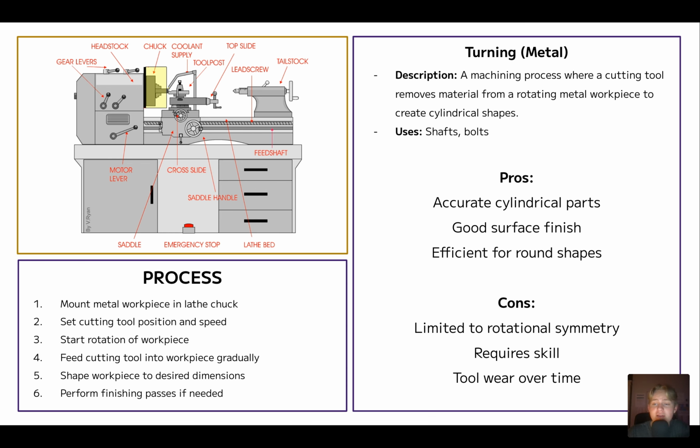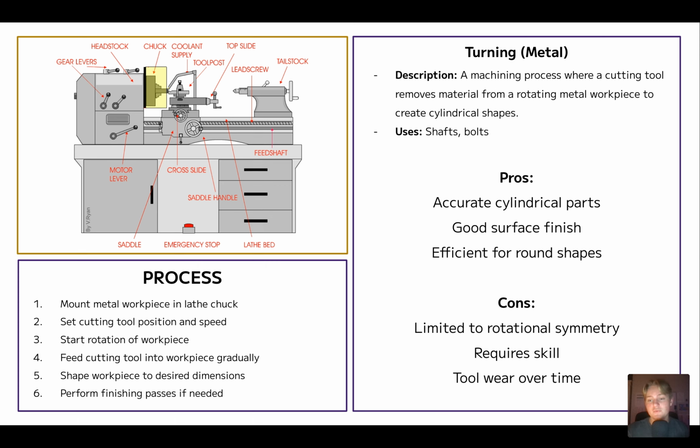Next, we have turning, which in this case, we're talking about turning for metal. It's described as a machining process where a cutting tool removes material from a rotating piece of metal workpiece to create cylindrical shapes. So we are creating cylindrical shapes in this scenario. This is typically used for a shaft or a bolt, where we're creating something which needs threads.